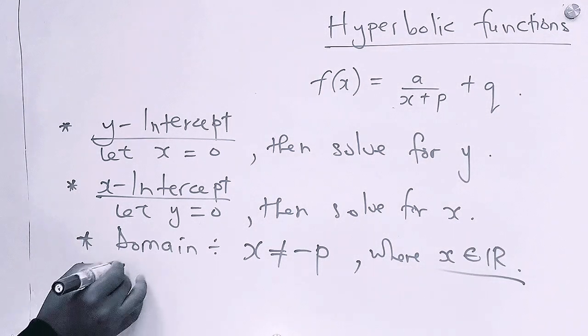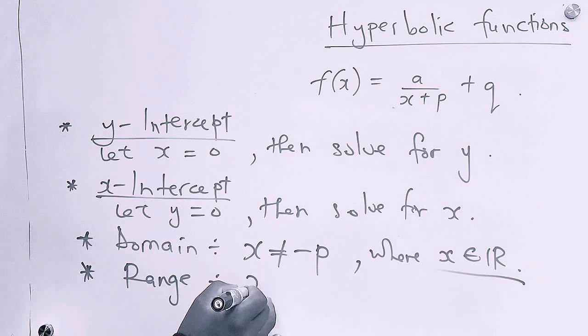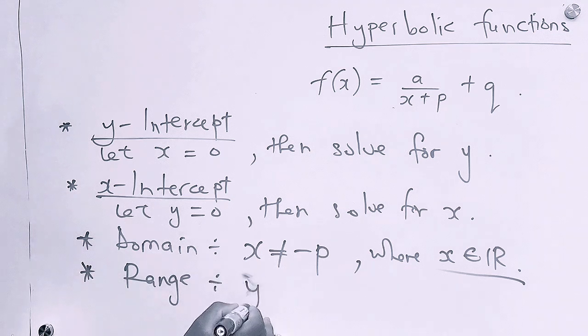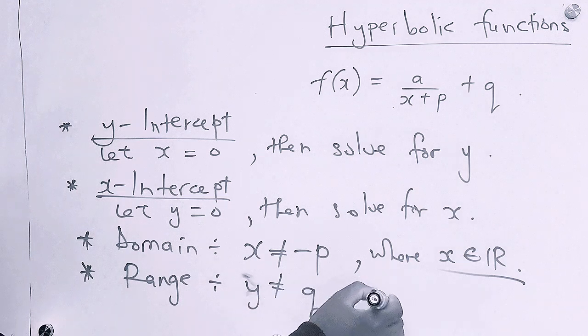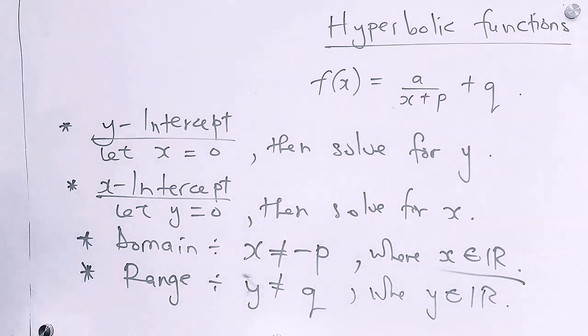Then for range, it's now the y values, which is the set of output values. So y is not equal to our y asymptote, which is positive q, where y is an element of real numbers.